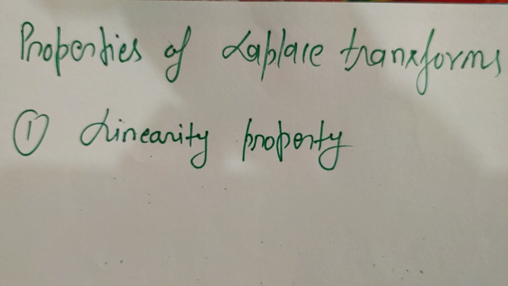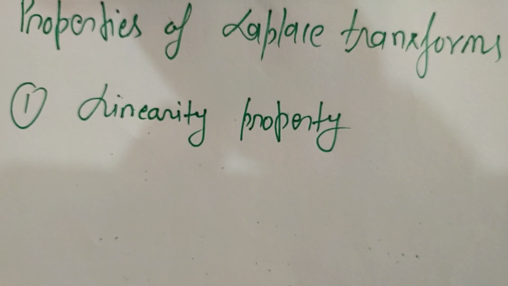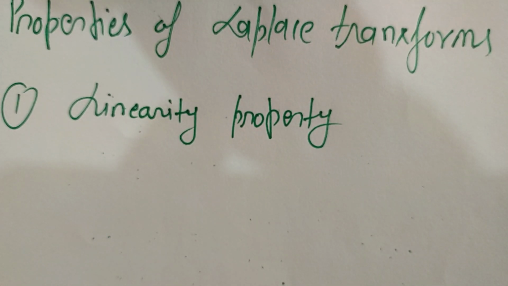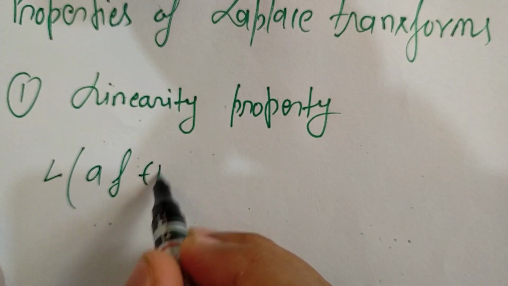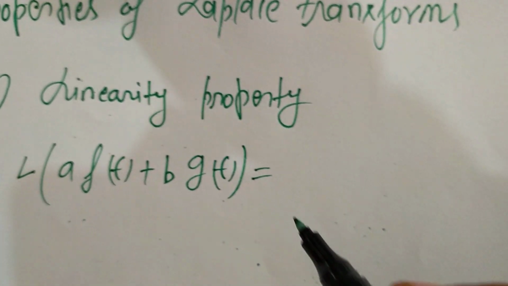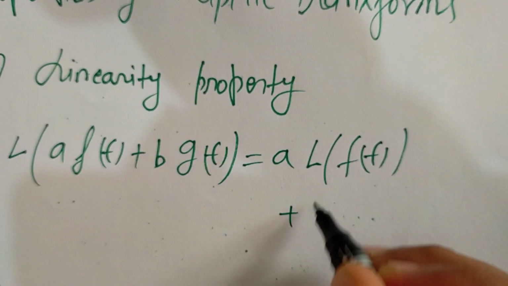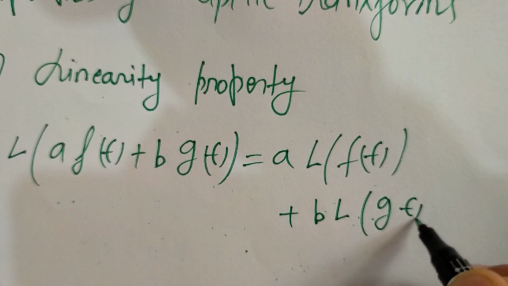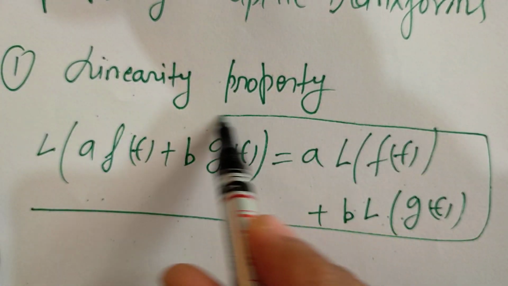So now we see properties of Laplace transform. First property we have is the linearity property. Like the derivative and the integral operator, the Laplace transform operator also satisfies the linear property. It means Laplace of a of f of t plus b of g of t, where a and b are constants, will be a into Laplace of f of t plus b into Laplace of g of t. So this is the linear property of Laplace transform.